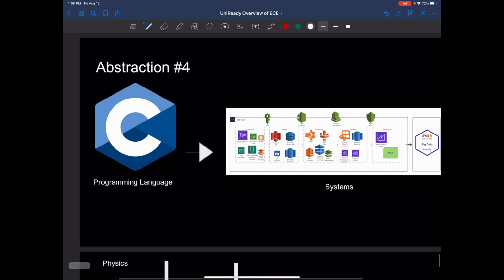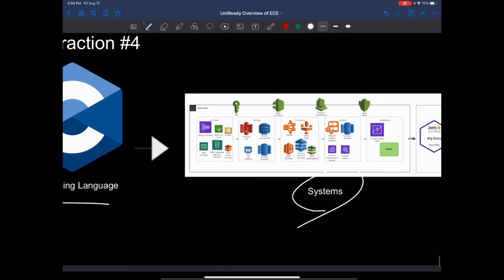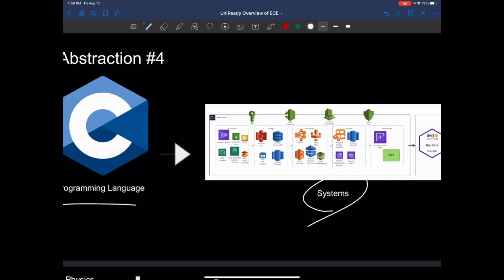Continuing with abstractions, we get to the final abstraction. This isn't really considered something that relates to computer engineering in the traditional sense, because usually computer engineering programs end at the programming language. They teach you to write programs, but usually a lot of degrees don't really teach you how to build systems. Systems are just different softwares and different computers that are running.